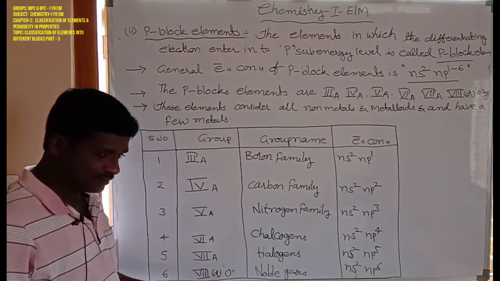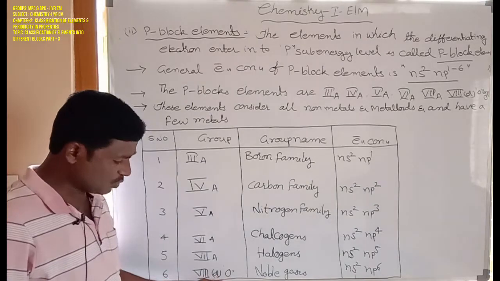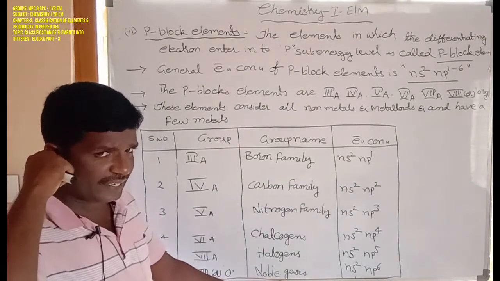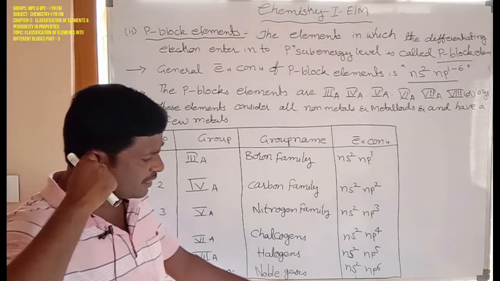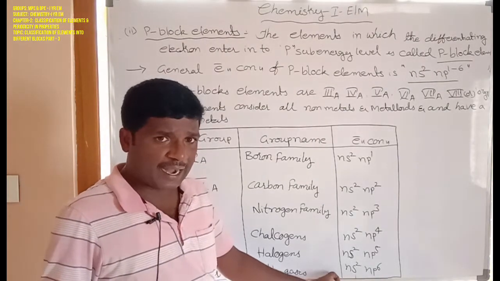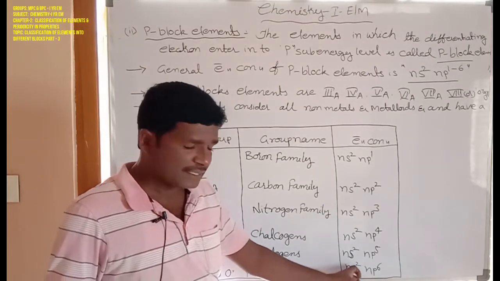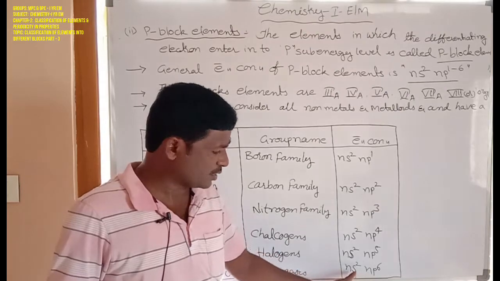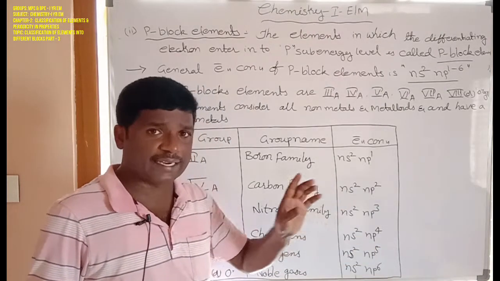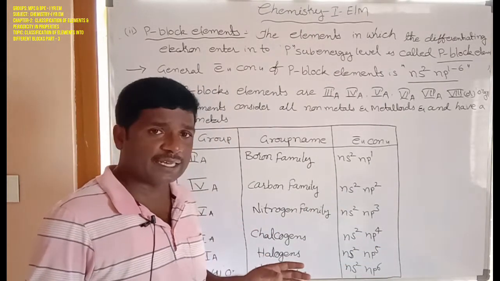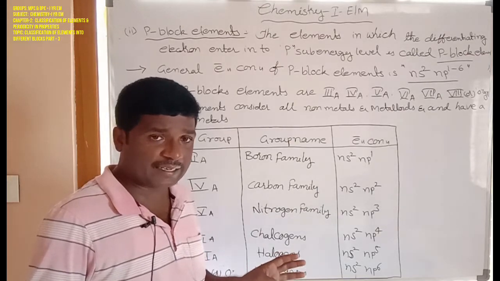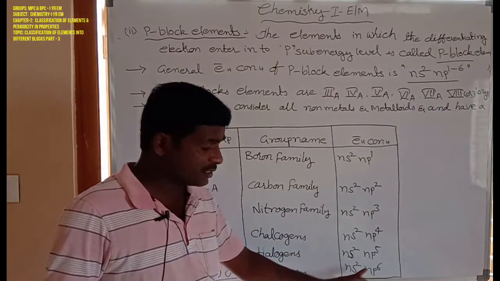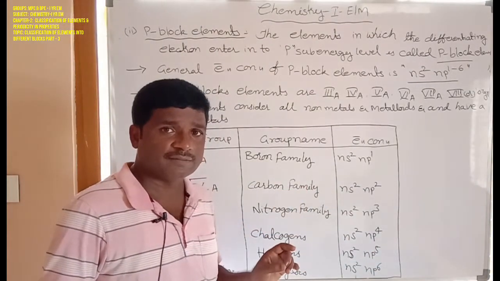Remaining is the eighth group or zero group. The eighth group or zero group elements are also called the noble gases or inert gases. Except helium, all these elements have the electron configuration ns2 np6. The outermost shell has 8 electrons, so it is called the noble gas general electron configuration ns2 np6.